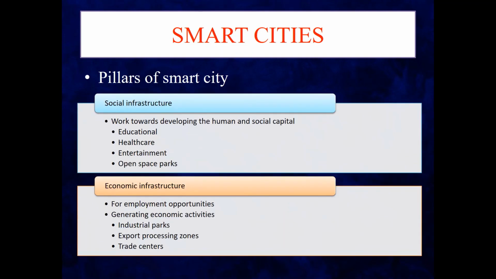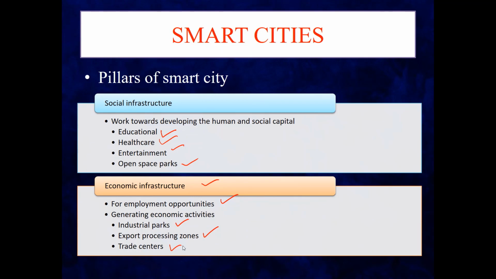Now the third one is social infrastructure. By the social, we have to provide education, healthcare, entertainment, and open space for the park. And economic infrastructure provides employment opportunity. How do we provide employment opportunity? We provide industrial park, export processing zone, and trade centers.